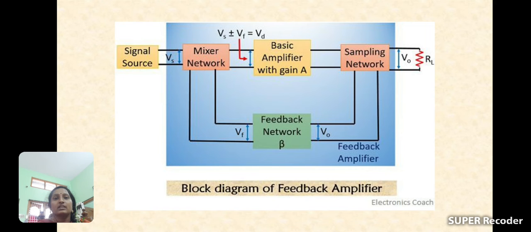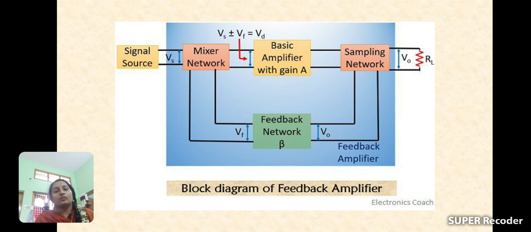And next one is the mixture network. Here, according to the feedback signal, the mixture network may either add or subtract. If the feedback voltage is positive, it will add the feedback voltage to the input signal, and if it is negative, it will subtract the feedback voltage from the source.